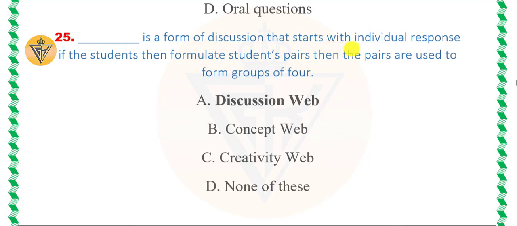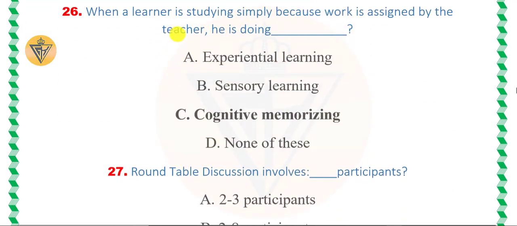Dash is a form of discussion that starts with individual response. If the students then formulate pairs, then the pairs are used to form groups of 4. Option A, discussion web. When a learner is studying simple because work is assigned by the teacher, he is doing option B, cognitive memorizing.